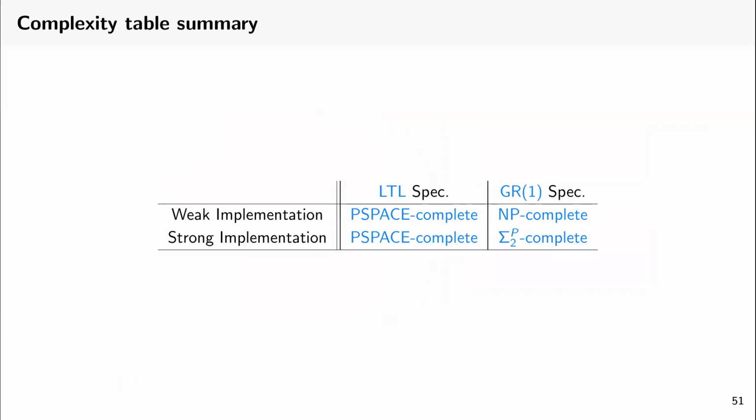From a computational complexity perspective, if we have LTL specification, we still have a PSPACE bottleneck here. But if we have tier 1 specification, weak implementation can be solved in NP-complete, and strong implementation can be solved in Sigma P2-complete. So what is Sigma P2-complete? It's the second level of the polynomial hierarchy. So it corresponds to the exists-for-all quantifier alternation.